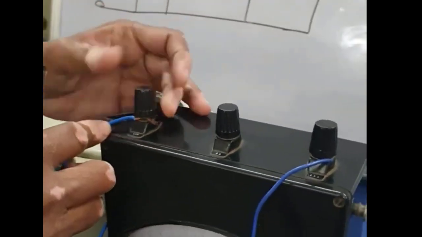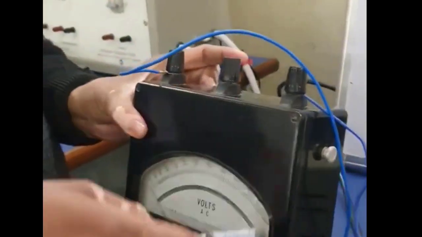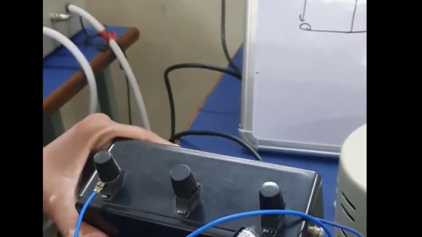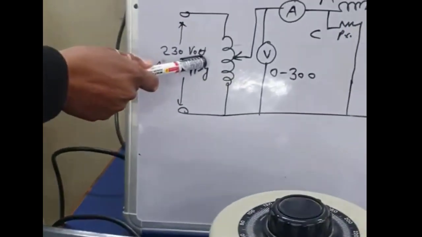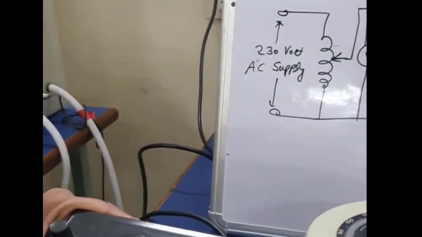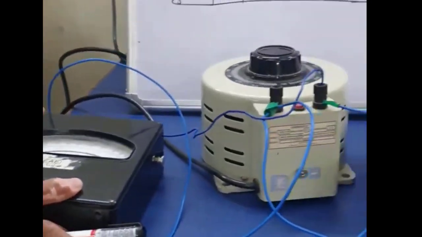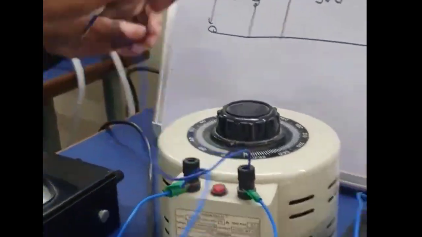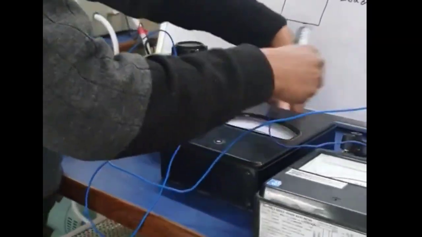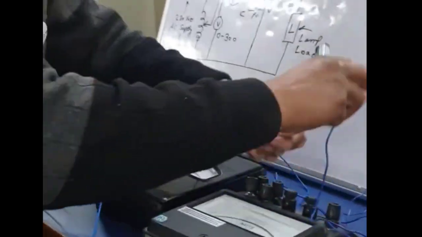Similarly, we are using a voltmeter here. The voltmeter has dual range, 300 and 600, but our requirement is only 230 volts. So we select only the 300 volt terminal and one common terminal. Next question is, how to connect the circuit? First of all we disconnect all the meters, and with the help of wire we will connect the circuit as per the diagram.